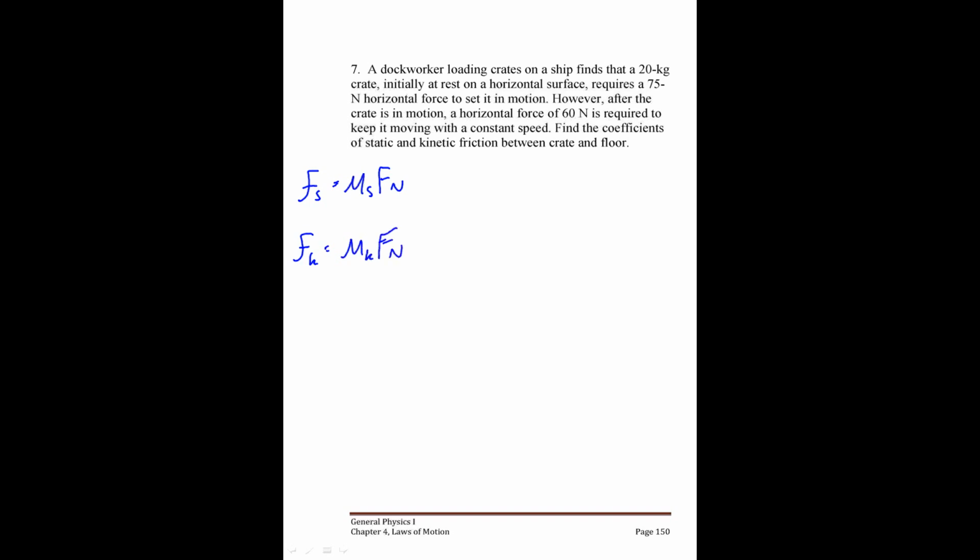So I need to know two things. First of all, I need to know the normal force for each. And you know, for a block sitting on a horizontal surface, the normal force, if it's not moving, is equal to the weight. So I can say Fn minus Fw equals 0, so Fn equals Fw, which in this case is m times g, that's 20 kilograms times 9.8, which gives me a normal force of 200 newtons.